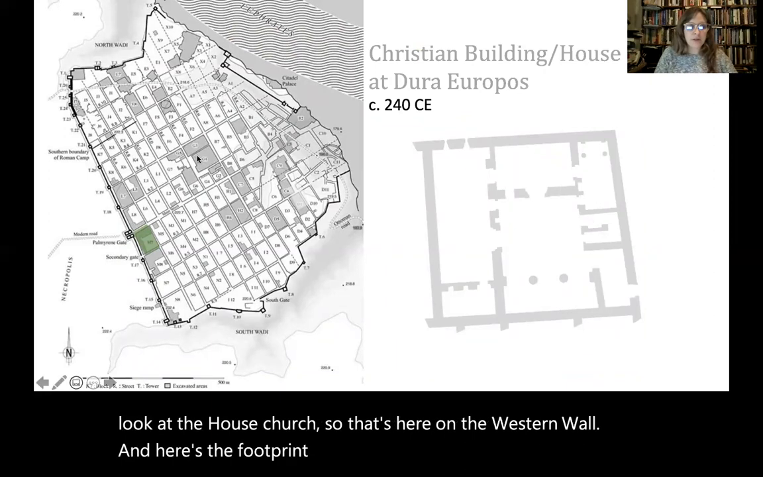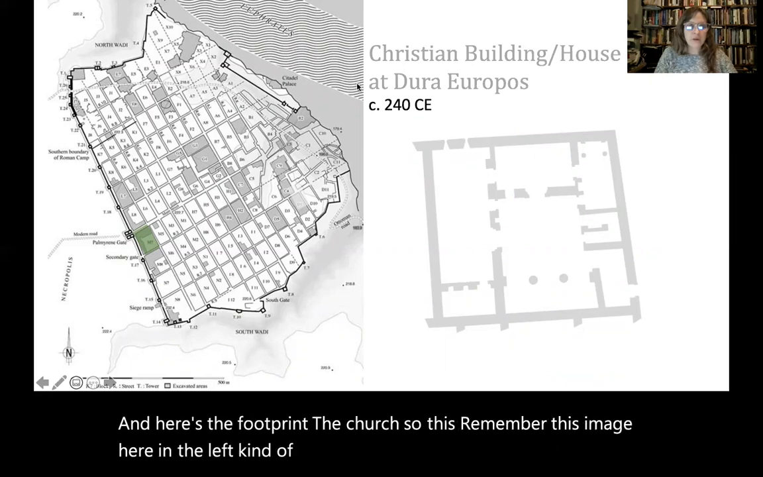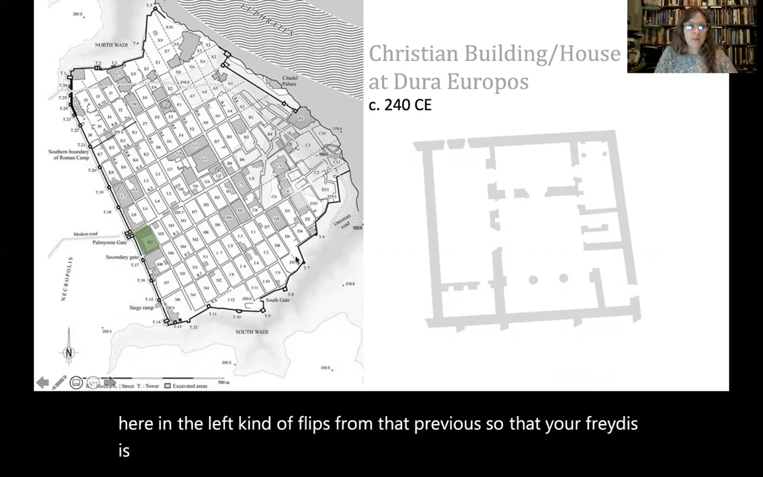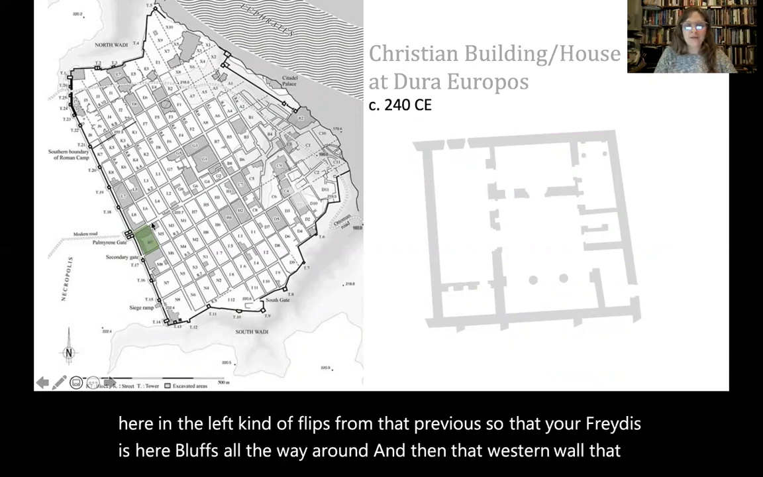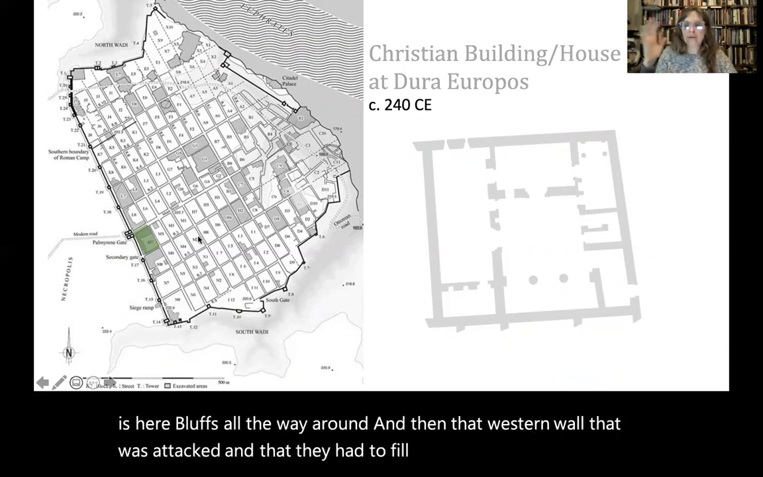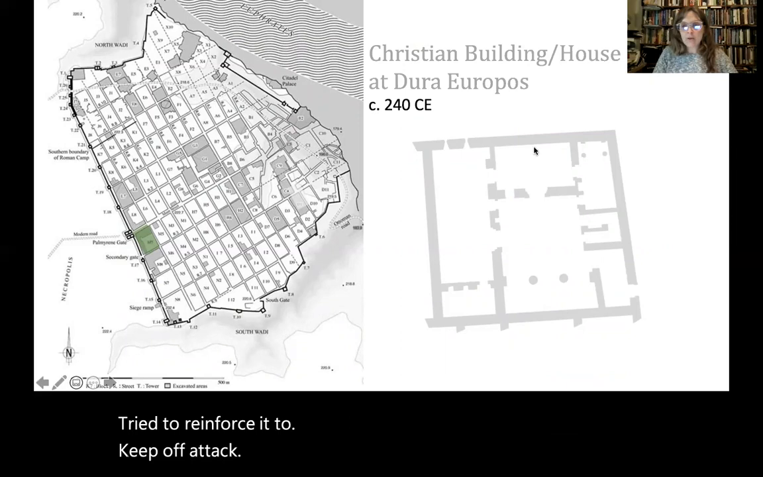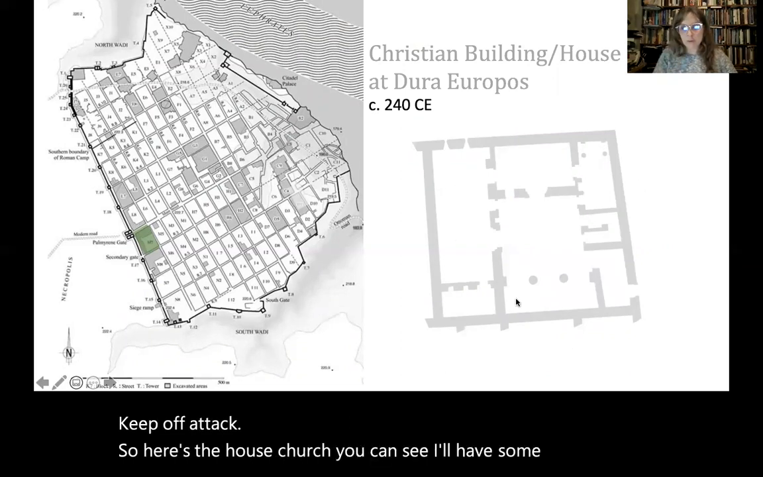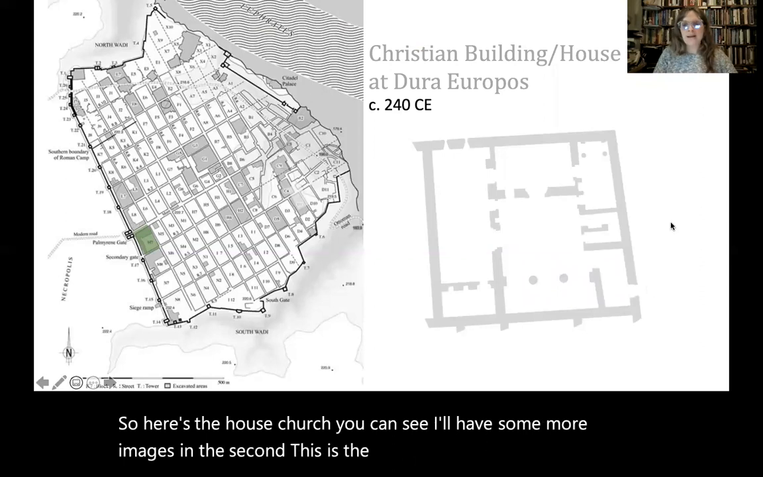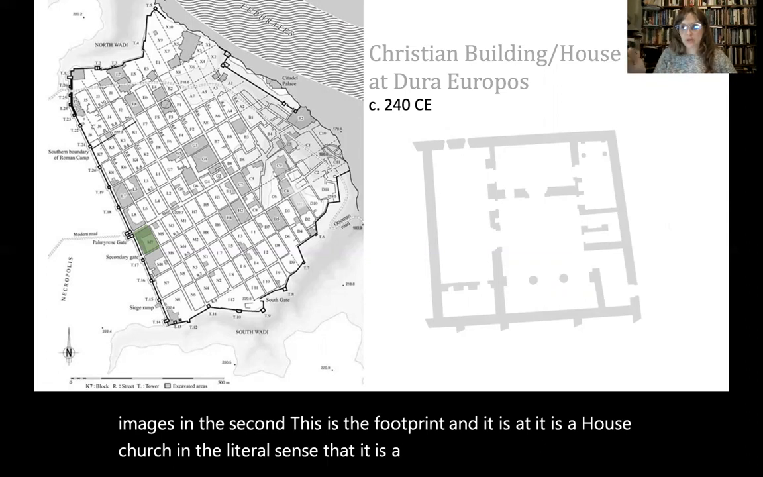Remember, this image here on the left kind of flips from that previous one. So the Euphrates is here, bluffs all the way around, and then that western wall that was attacked and that they had to fill in, tried to reinforce to keep off attack. So here's the house church. I'll have some more images in a second. This is the footprint, and it is a house church in the literal sense that it is a house that has been turned into a church.